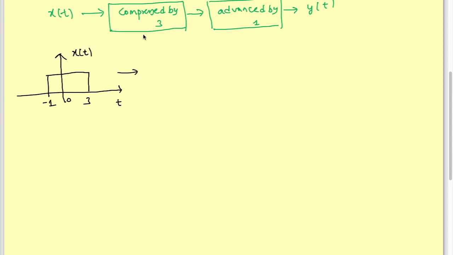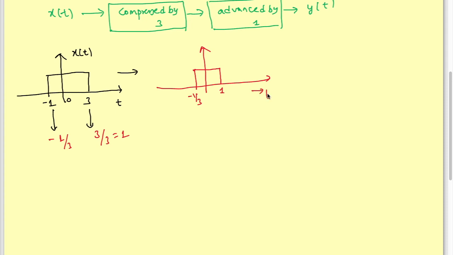Now I need to compress my signal by 3 units. So I will divide this and this. Let me take some other color. That is 3 by 3, so equal to 1, and -1 by 3. So it will look something like this, from -1 by 3 to 1. This is my t. Now I need to advance my signal by 1.